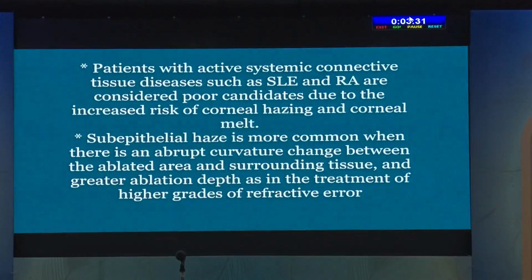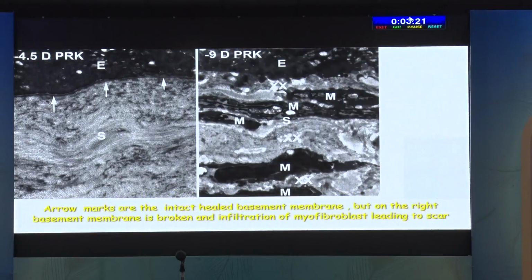So how do we prevent it? By proper patient selection. Do not choose patients who have any connective tissue disease. Do not do surgeries on a very high myope or a high hyperope, because in these cases there is always a delay in formation of the basement membrane. So delay in the basement membrane formation leads to more and more deposition of myofibroblasts.